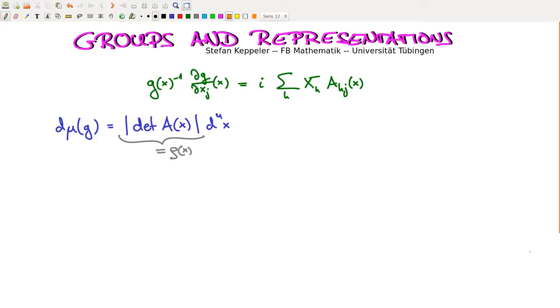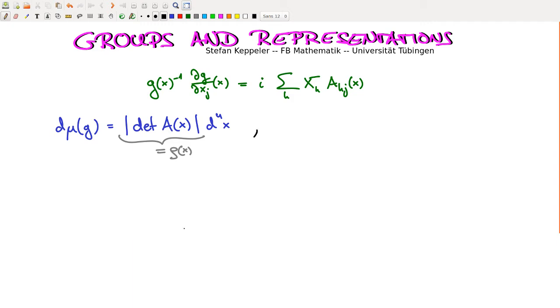Here we've written again our recipe for calculating the Haar measure. We've parameterized our group elements. Here the axes are the coordinates, and then we expanded this in the basis of the Lie algebra, and the coefficients here were used to define this weight function for the Haar measure.